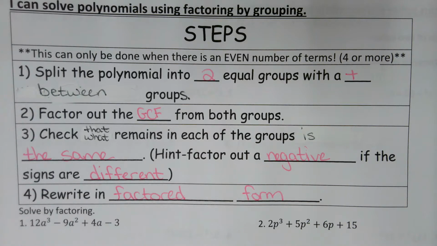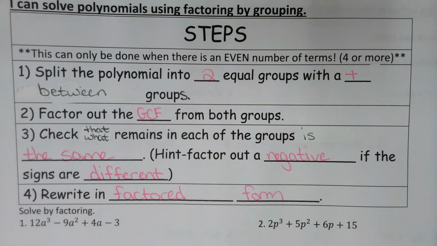But the first step with factoring by grouping is always to split your polynomial into 2 equal groups. We do that by putting them in parentheses. And we want to always ensure that there is a plus sign between the groups. Once you have that established, we're going to factor out the greatest common factor from both groups.